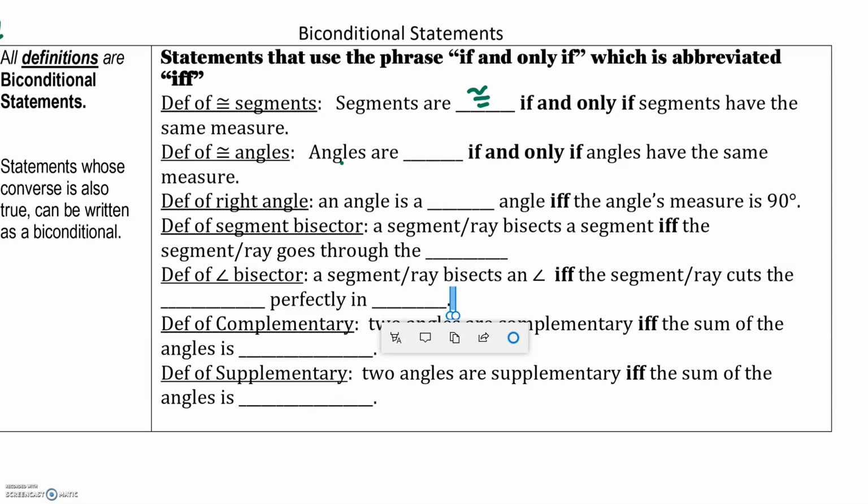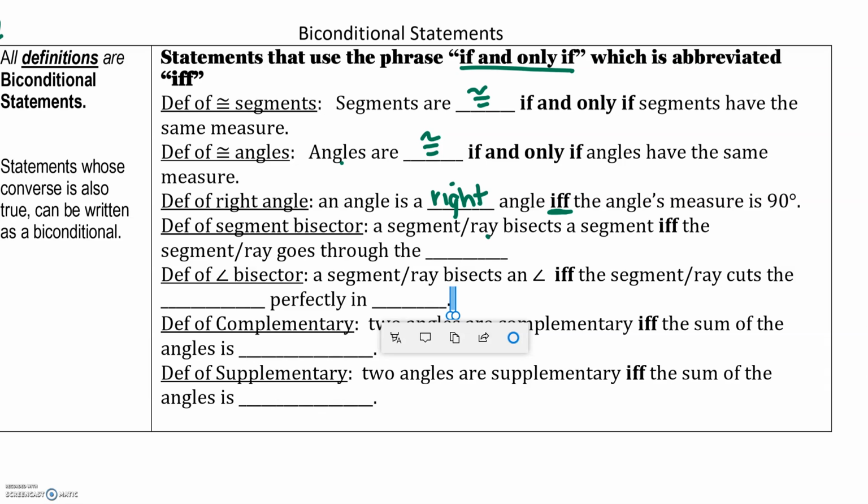Angles are congruent if and only if angles have the same measure. Right angle: an angle is a right angle if and only if it measures 90. So there's no if and then. The middle is where we put the if and only if, which we can abbreviate with IFF. It is that representation of if and only if.